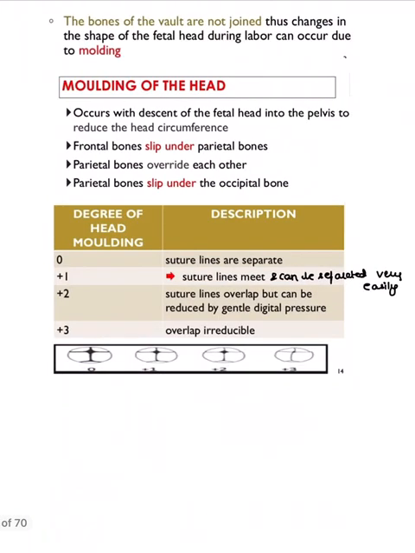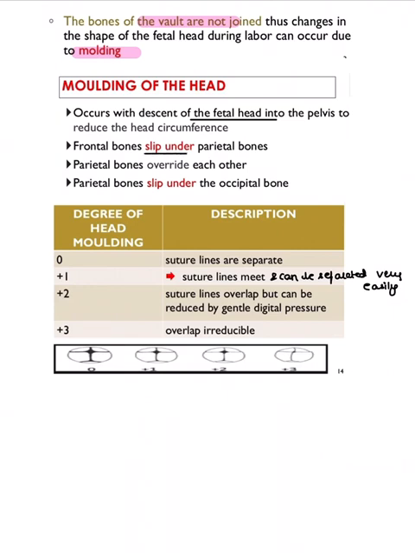So we saw that there are fontanelles. Why is there a membranous space there? The bones are not joined in order to facilitate molding. What is molding? When there is descent of the fetal head into the maternal pelvis, there is compression. So in order to prevent the structures under the skull from getting compressed, there are membranes so that the bones can slip over each other.